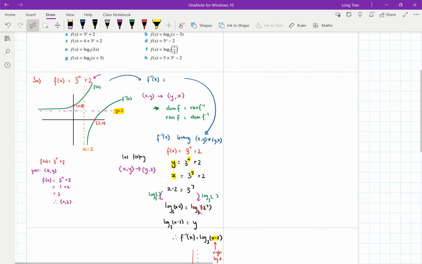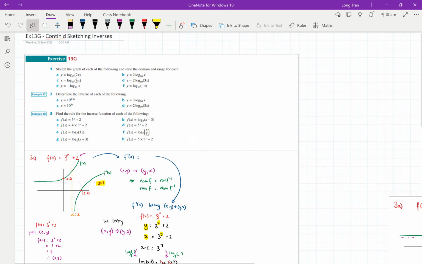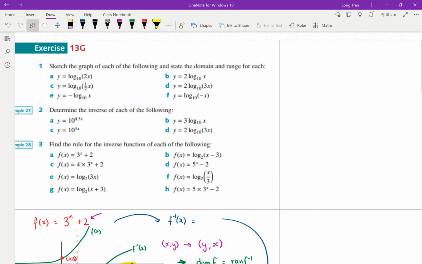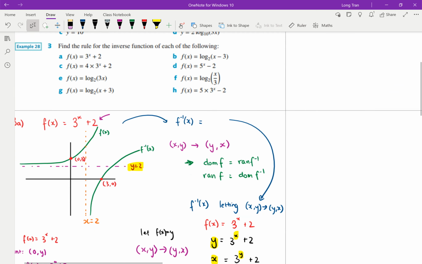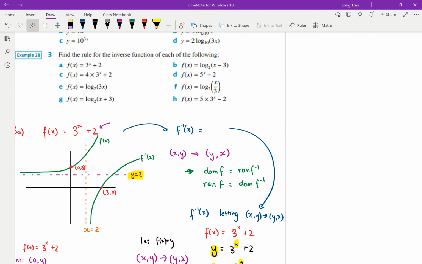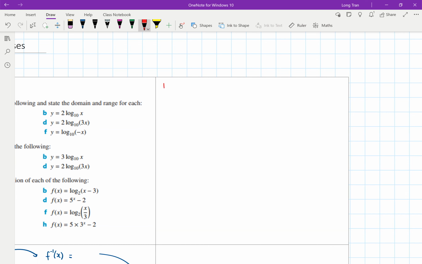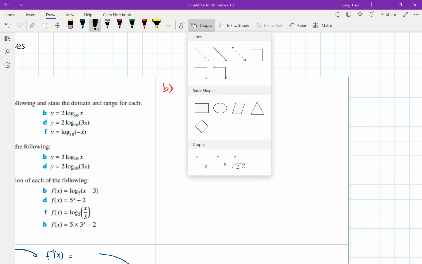So let's try another one. Question 3. Let's do B. So B is now f of x is equal to log base 2 of x minus 3, right? So if I were to sketch this, this is what I would do.